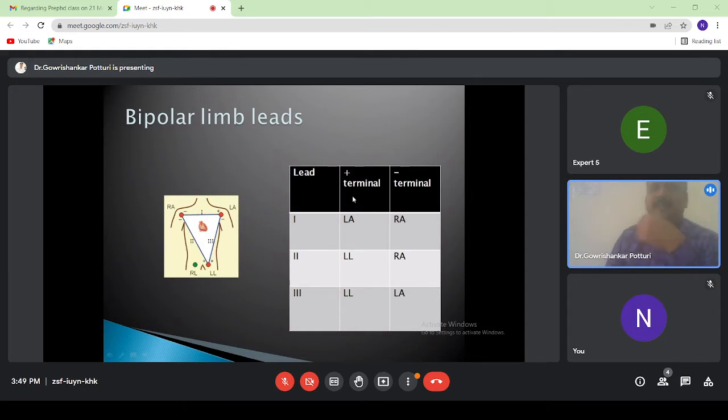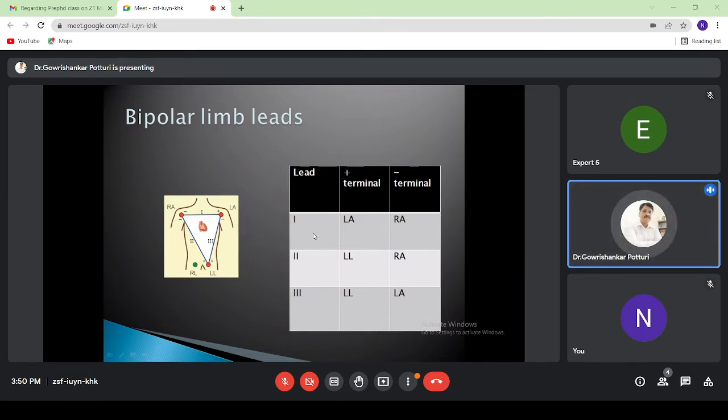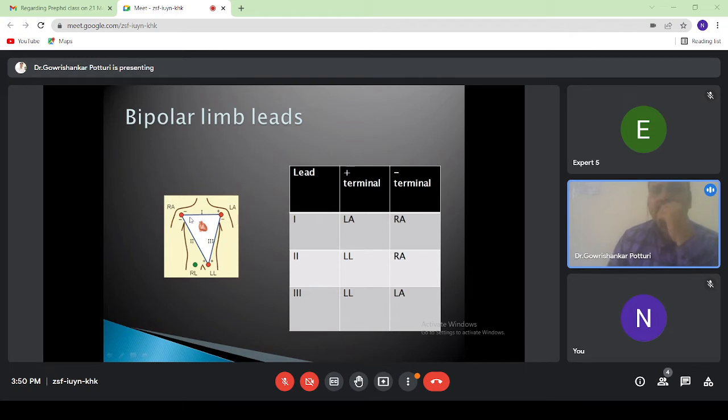Now bipolar limb leads. In bipolar limb leads, they are named as lead 1, lead 2, lead 3. In this, both the electrodes are exploring. So if you look at this diagram, lead 1 is connected positive terminal to the left arm, negative terminal to the right arm. Lead 2, negative terminal to the right arm, positive terminal to the left leg. Lead 3, positive terminal to the left leg and negative terminal to the left arm. So it forms a triangle.